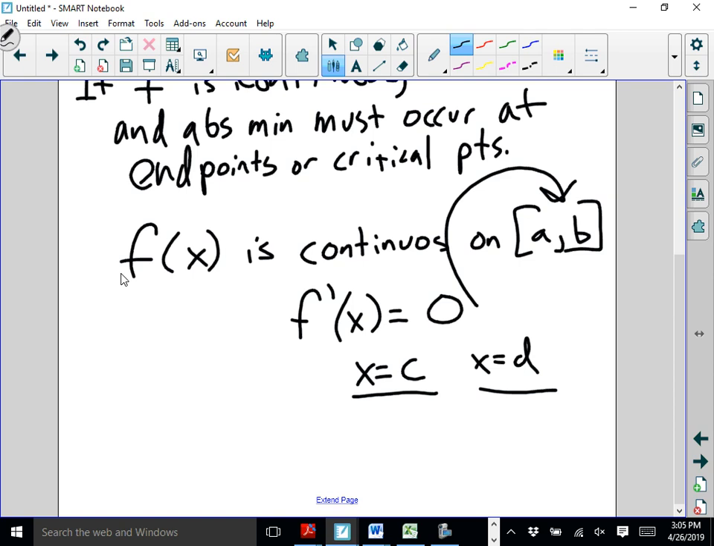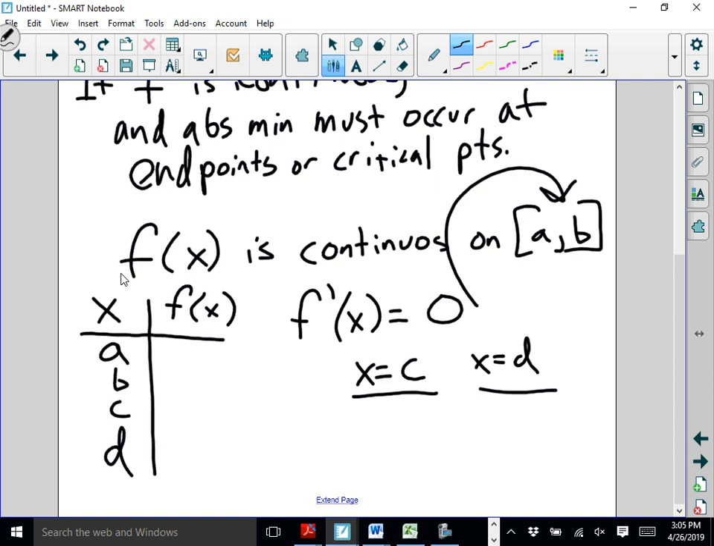Then what we do is we make a little chart to test with x values and then f of x values, right? We need to test our endpoints a and b, and we also need to check c and d as well. So we need to check all of the critical points and endpoints, and we plug them into the function f of x, right? And when we plug those in, we'll get various answers here.